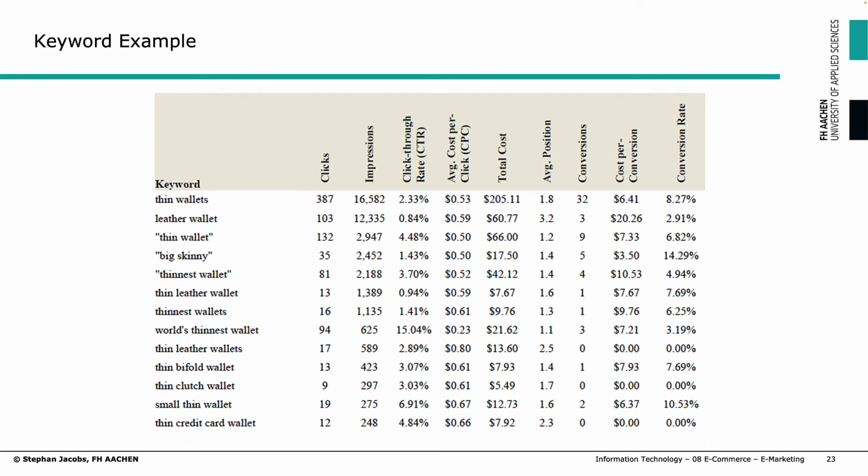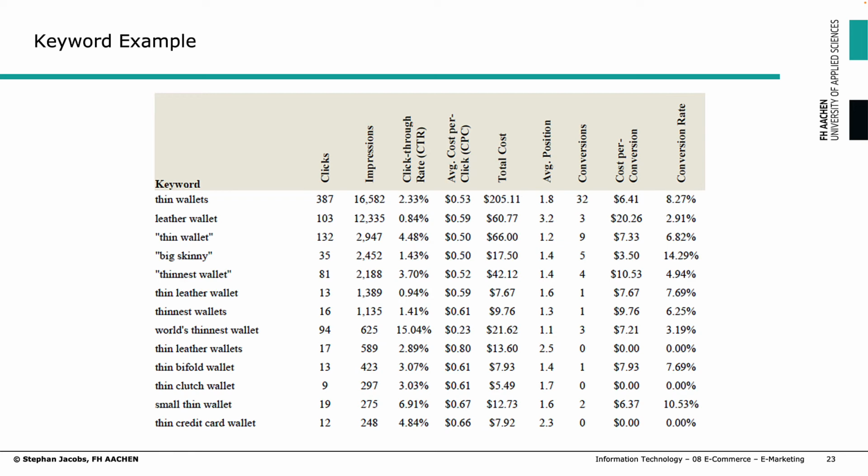And now you can, based on web analytics, get the following statistics. First, you get the clicks. So for thin wallet, 387 clicks were generated. Then you get the impressions, which is 16,582. And based on these figures, you can calculate the click-through rate, which is 2.33%.